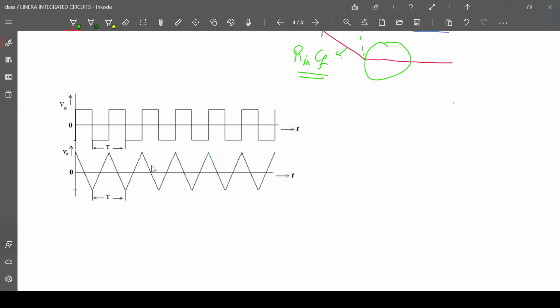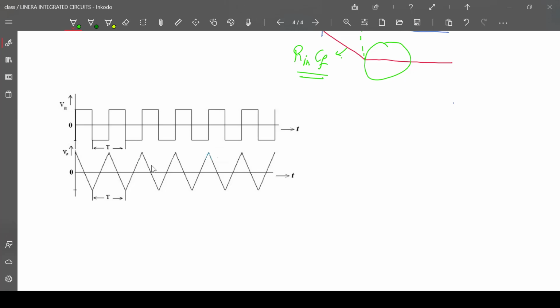So likewise, the triangular waveform will be generated from the square waveform using the integrator. So this integrator can act as a waveform generator, a waveform converter. By using an integrator, the square waveform can be converted into a triangular waveform. So this is another application of the integrator. While considering the practical condition, we have to consider the corresponding reactance value of the capacitors.